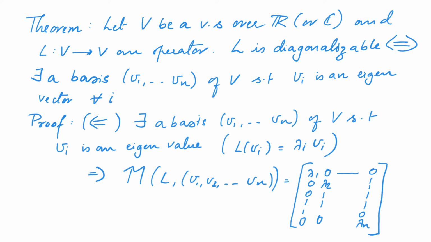Now notice that this theorem characterizes diagonalizable operators. Why? Because it gives an if and only if condition. However, this characterization is not so useful because in general it is very difficult to verify if there exists a basis V1, V2, etc. up to Vn of V such that Vi is an eigenvector. So we just translated one difficult problem into another difficult problem. And thus this characterization is not so useful. Nonetheless, the theorem deepens our understanding of diagonalizable operators, and I hope you have gained some insight into the topic of diagonalizable operators.